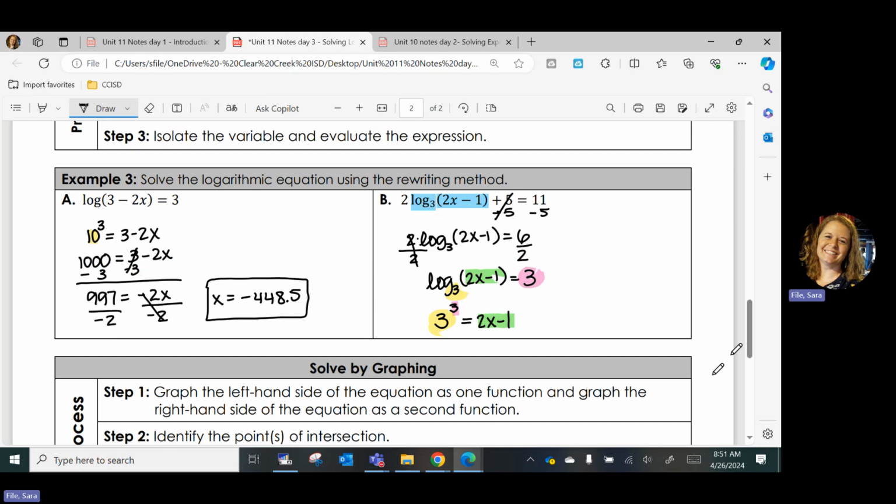Now I need to solve. What is 3 cubed? 27. 3 times 3 times 3 is 27. So I've got 27 equals 2x minus 1. I'm going to add the 1 to both sides. And then divide out the coefficient. And I get 14.